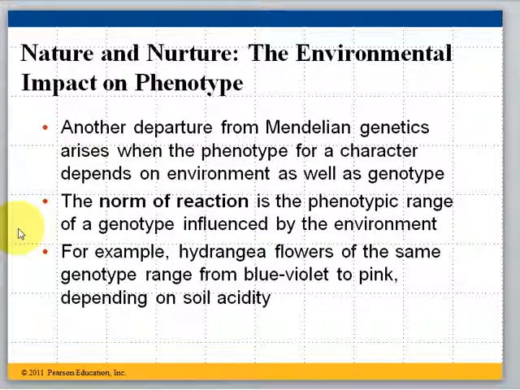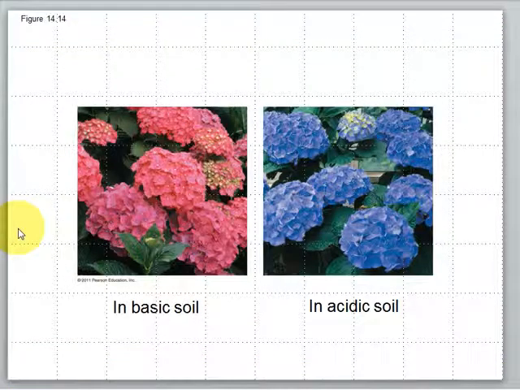Another good example in gardening is hydrangeas. If your mom or dad are gardeners, they might like the type of flower called a hydrangea. And that particular flower can be found in multiple colorations, blue, sort of violet, to pink. And that actually depends on the soil acidity. So if the soil is somewhat basic, meaning the pH is above 7, you're going to get pink colored flowers. If the soil is slightly acidic, meaning below pH 7, you're going to get blue colored flowers.